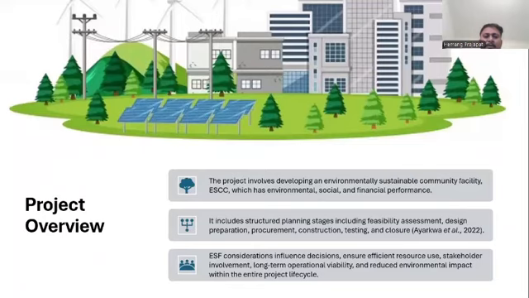So here is the basic project overview. It involves environmentally sustainable building development for a community hall. However, the ESG consideration incorporates several stages of the project development process, including efficient resource use, long-term viability, and stakeholder involvement for the process. This project aims to reduce environmental impact in the lifecycle of the project.